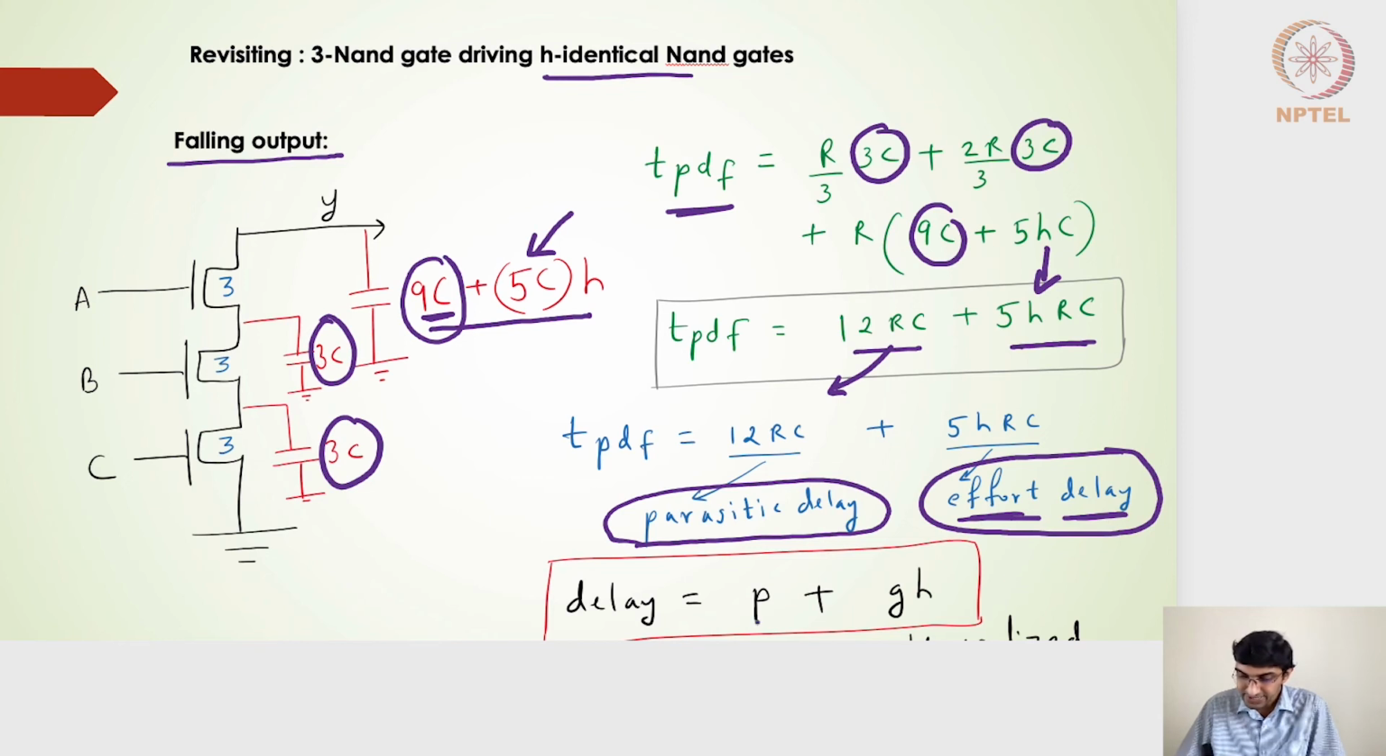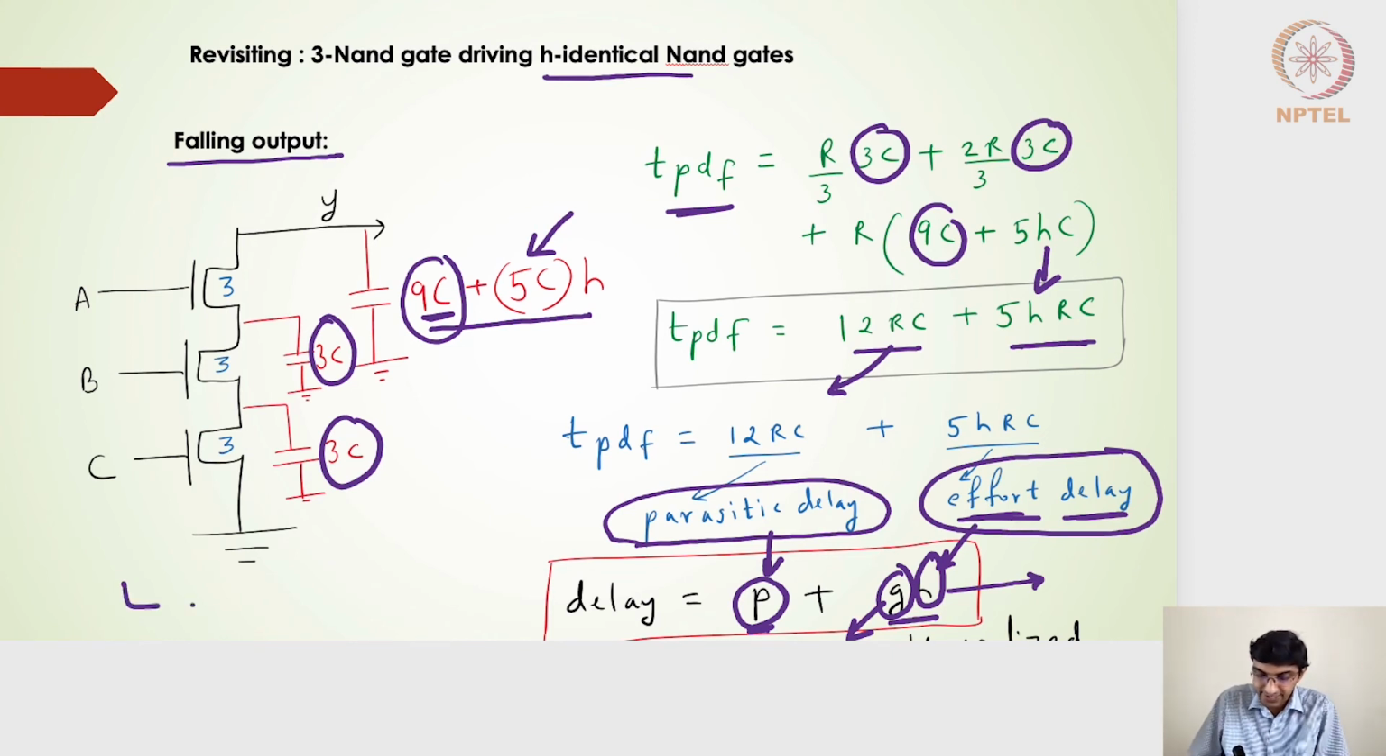This could also be represented as P plus GH. What it really means is the parasitic delay component, and then the effort delay called G into H. Each of these is now a value, or an expression. P is the parasitic delay, and H is something we have called earlier an electrical effort or a fan out, right? And then G, we will call a logical effort. So all these are the parameters for a design circuit.